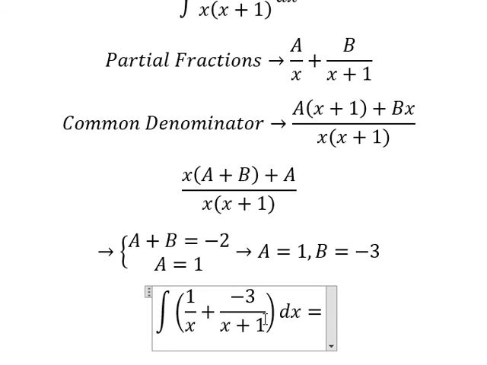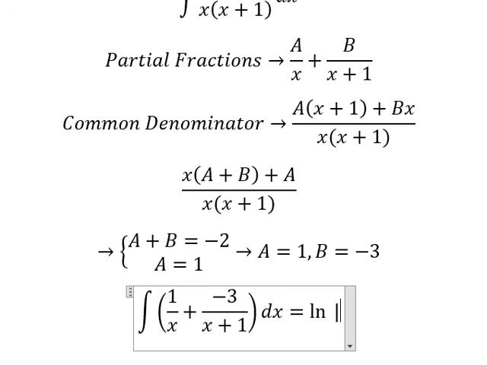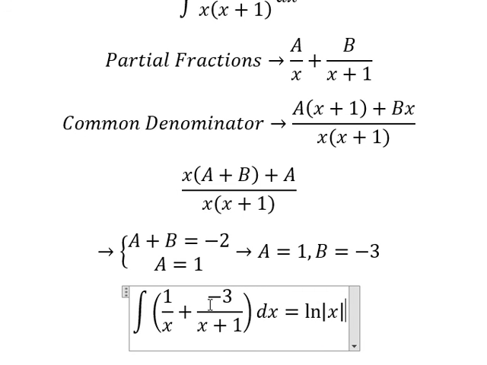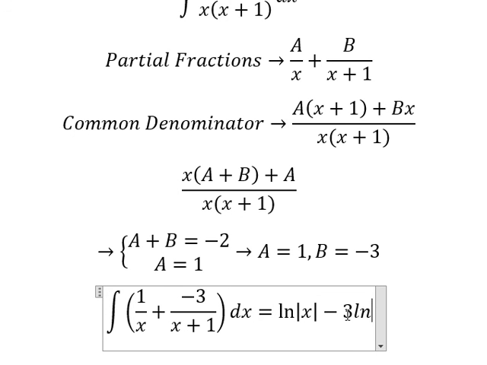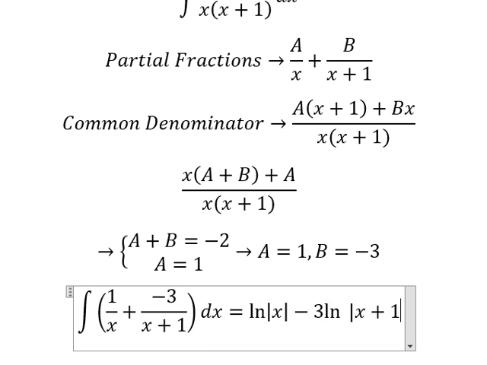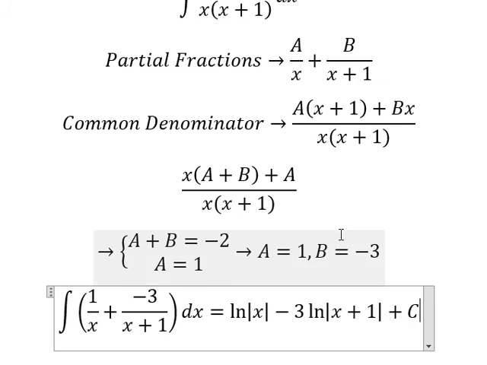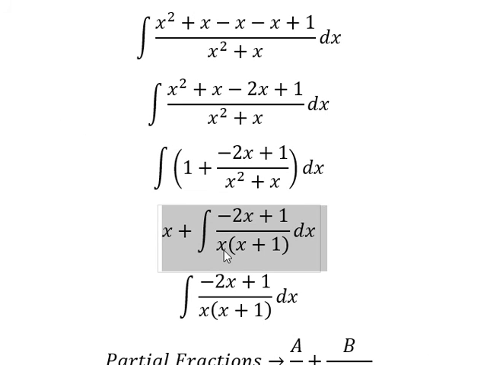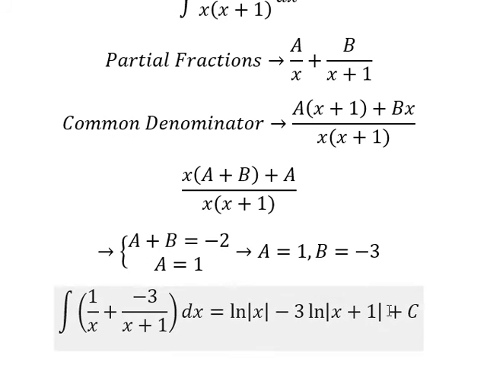And now, the integration of 1 over s, we have ln of the absolute value of s. The integration of this one, we have negative number 3 ln of the absolute value of s plus 1, and we put about c. Now we go back to this one in here.